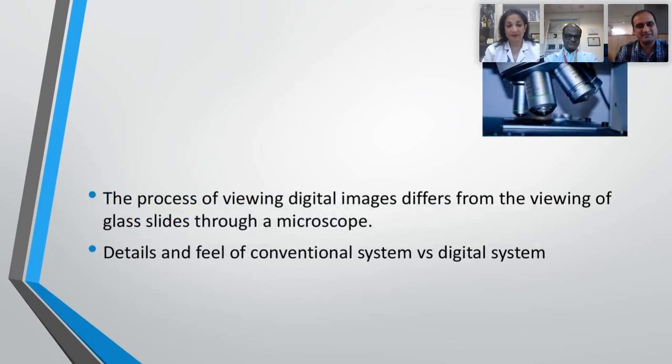Now coming to the second question, we all are accustomed to see slides on high resolution microscope or in oil field. We have been doing this since PG days, right? But now, how different is this digital morphometry? The process of being there in digital morphometry or in conventional microscope, how is it different? Is it accurate? Is it cumbersome? I would like to take first opinion of Dr. Srinivas. Sir, what's your opinion on this?